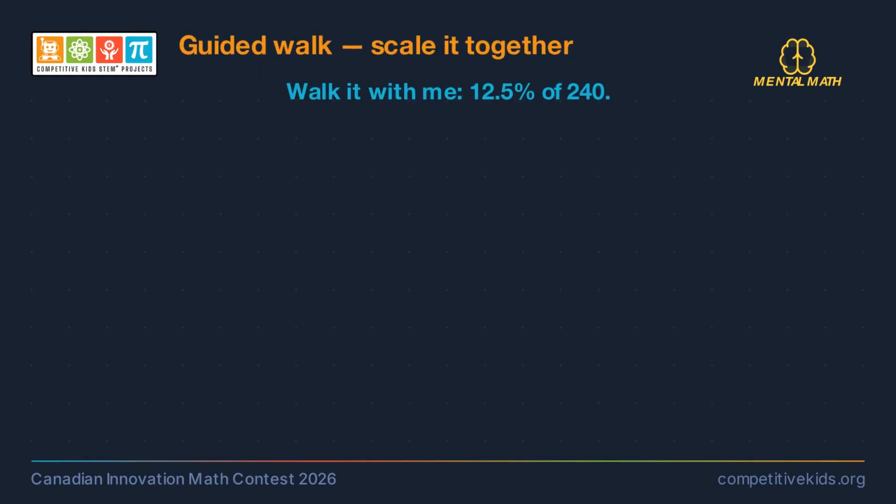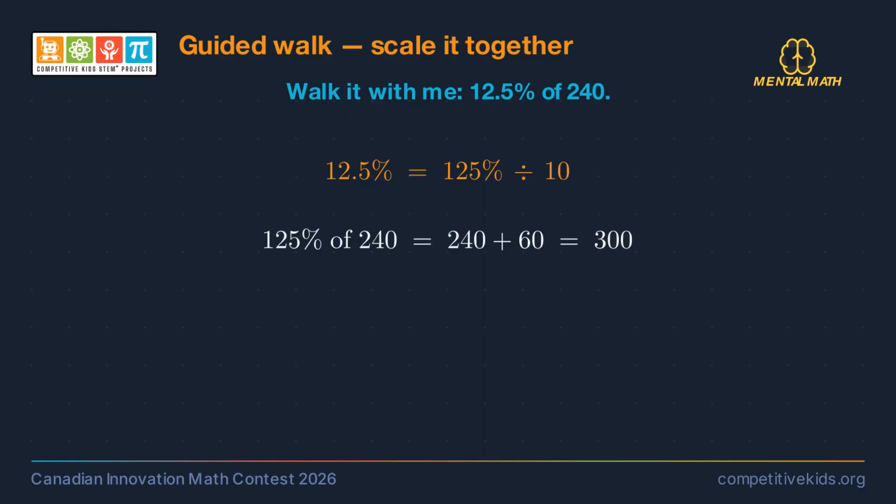Let us walk one together. 12.5% of 240. Find the anchor. 125% of 240 is 300. Now scale the result. 300 divided by 10 is 30.